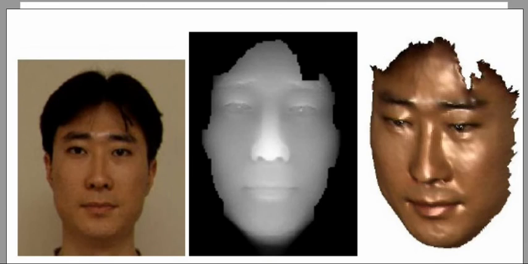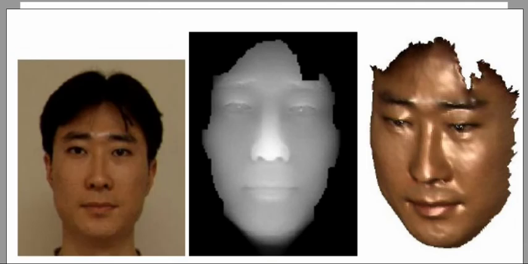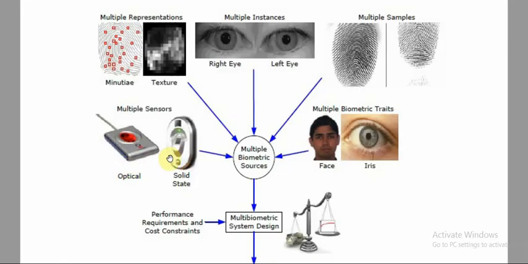This is a multi-sensor system with a simple CCD camera. We capture this type of image. With a range sensor, we can capture a 3D model of the face and use both of these two evidence as the source of your biometric information. Or here we have two different types of fingerprint sensors. Each one captures a different type of information from a finger.